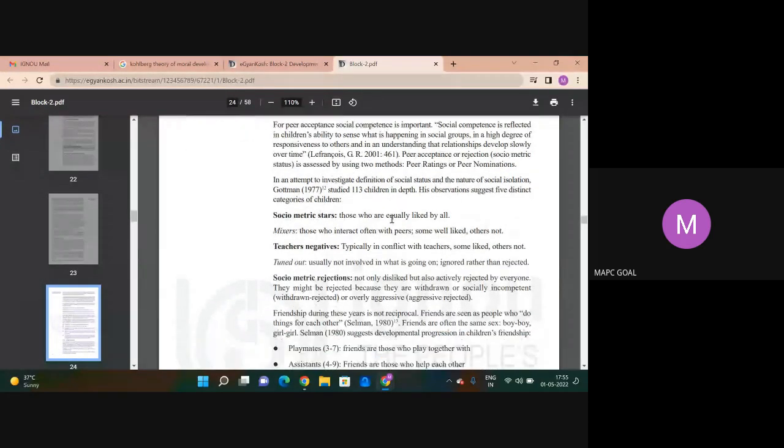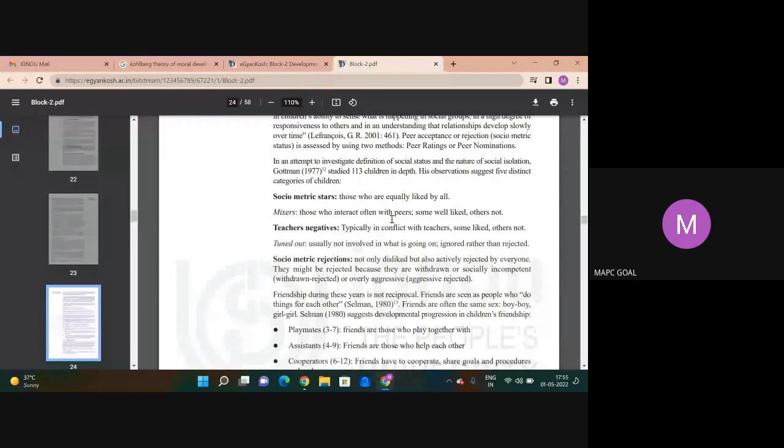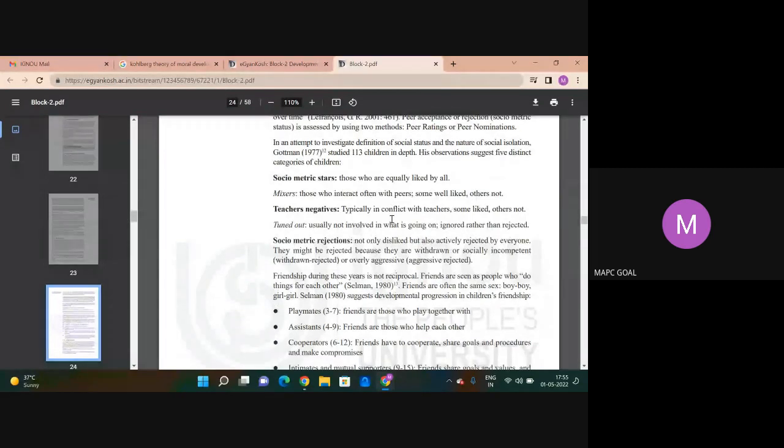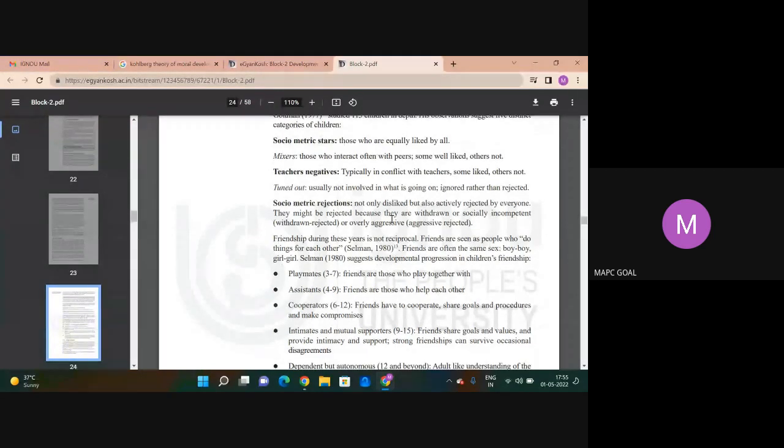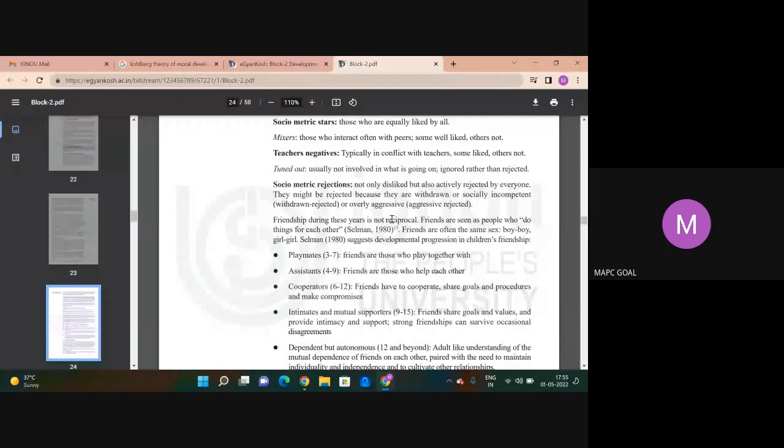Then whom we like, our friends, our society, our neighbors, that is also going to play a role. Then teachers, negative. Typically, when we get into conflict with our teachers, that's going to be very bad. And if our teacher doesn't accept us, all this could lead to certain issues, and to the development of low self-esteem in children, right?